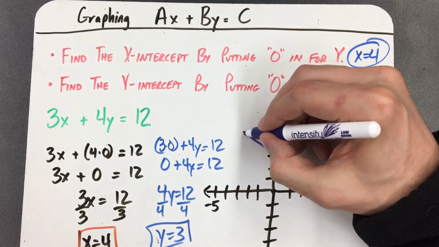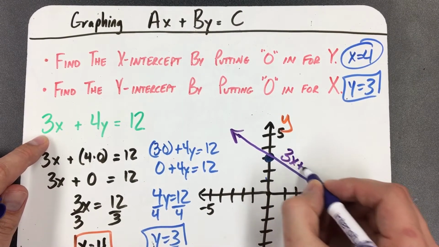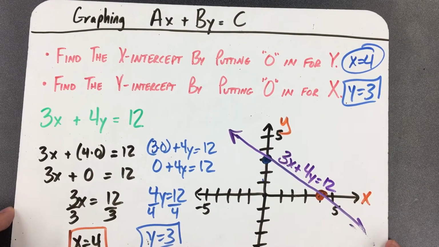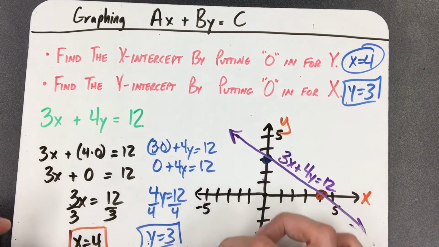Now, if this was me back in the 1990s in my algebra class, my teacher would make me write it on there. You all obviously won't have to do that because you're doing it on a computer. But there it is. The x-intercept was 4. The y-intercept was 3. I showed you the long way. This is the long way.